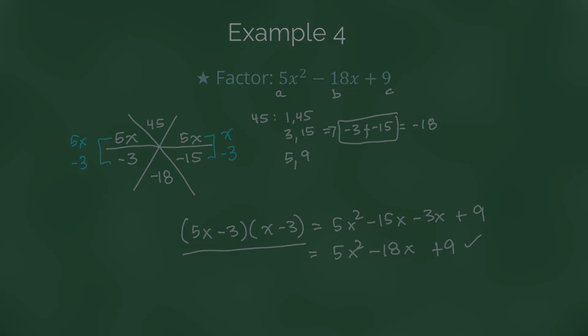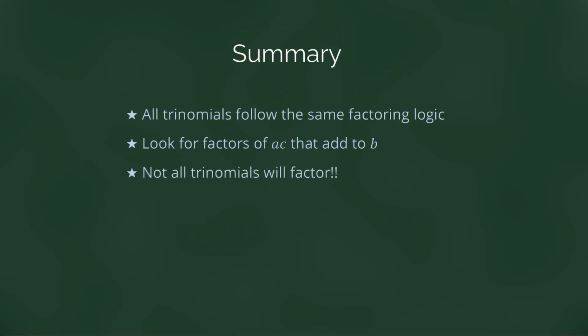Okay, summarizing what we've learned. We saw that we have a method, the asterisk method, that we can use to factor all trinomials. They'll all follow the same logic. And that logic is that we're going to look for factors of a times c, the first and last coefficients in our trinomial, that add up to b, the middle term. However, we didn't see any examples of it here, but you are going to come across some trinomials that actually don't factor. And we'll learn some techniques later on that help us deal with trinomials that don't factor nicely for us.